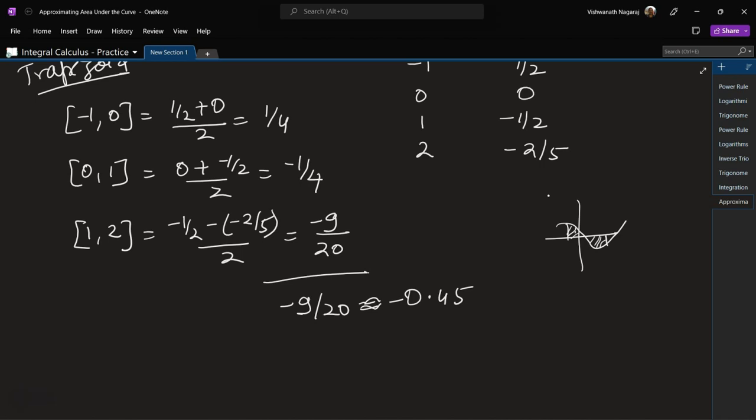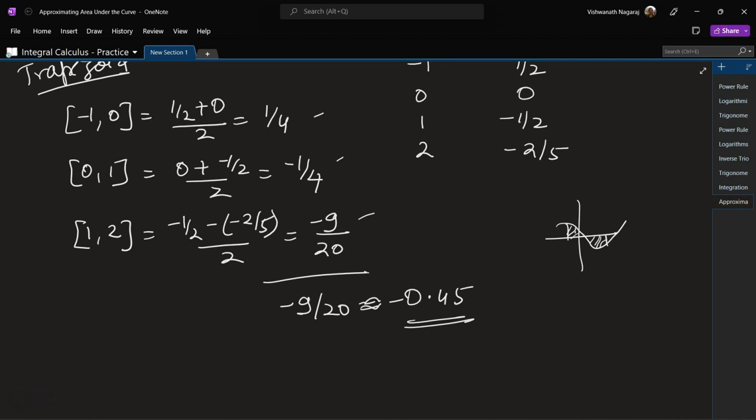But depending on the type of problem that you're trying to solve, you may either ignore the negative sign and basically add all these individual areas, right? All these individual areas you add, in which case this minus becomes plus. So you add up all of them, ignoring the negative signs. But purely based on the method that we have followed, the area would be minus 0.45.